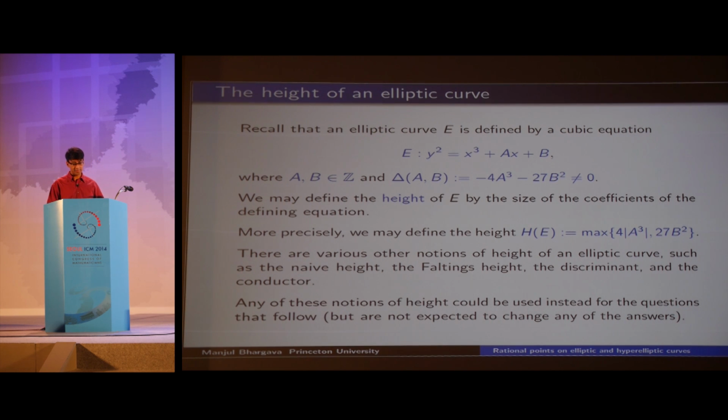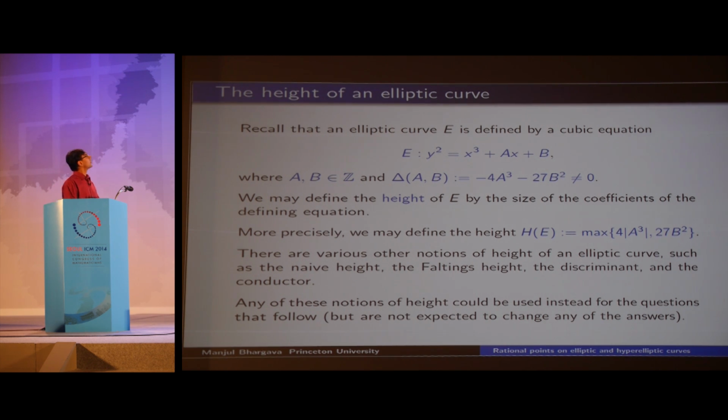But any of these notions of height could be used instead for the questions that follow, but conjecturally they're not expected to change any of the answers. Standard conjectures would imply that no matter which of these notions of height you use, they're not going to change any of the answers to the questions that I'm about to ask.